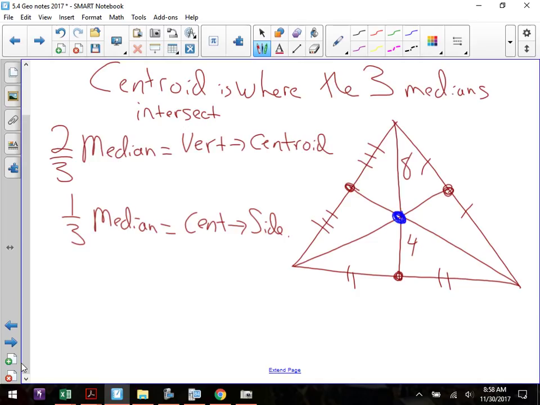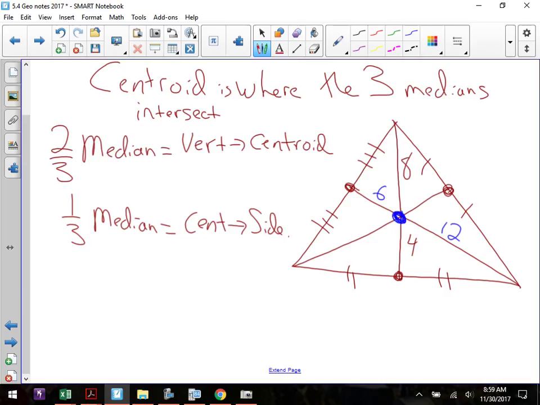Okay? Same thing goes for, if I say that this chunk here is 12. That 12, is that segment the whole median? Is it vertex to centroid, or is it centroid to side? So that means it's 2/3 of the whole thing, correct? So the other part of it would just be half of it. What's half of 12? 6. See how easy that is? It doesn't necessarily have to worry about the 2/3, 1/3.